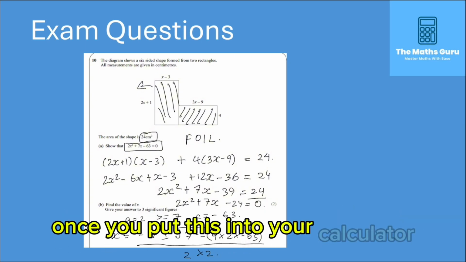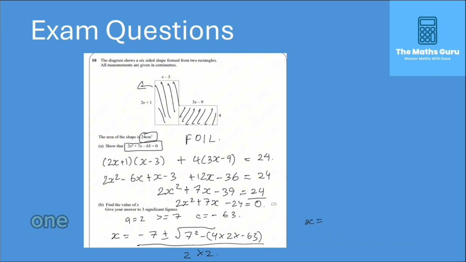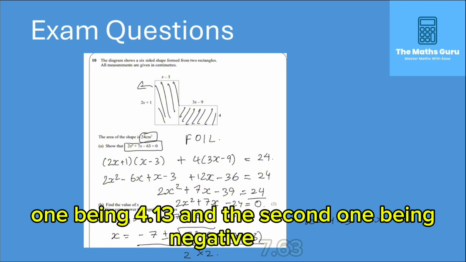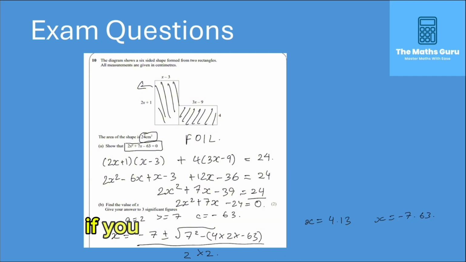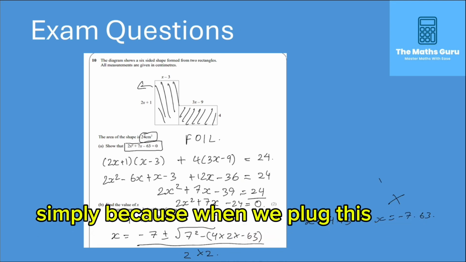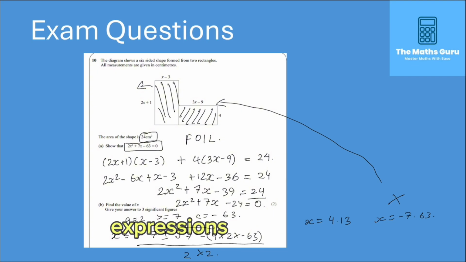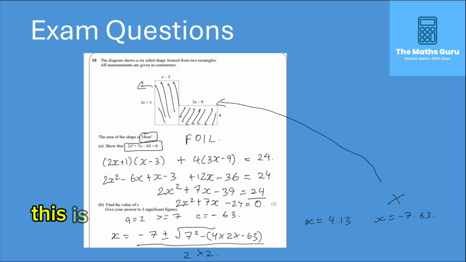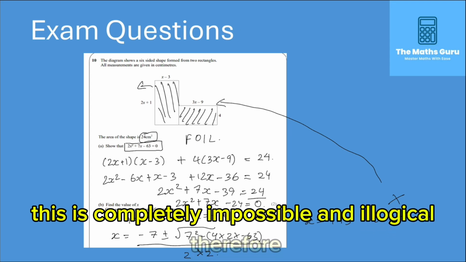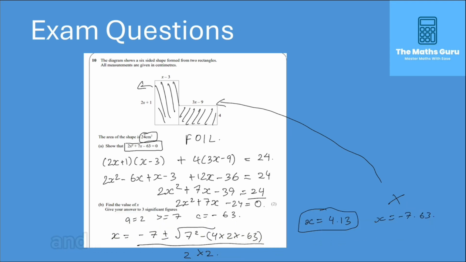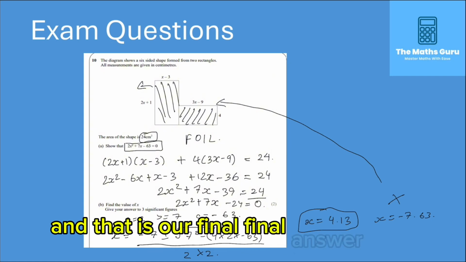Once you put this into your calculator, you will see that you get two answers, one being 4.13 and the second one being negative 7.63. If you watch my revision video, you know that we will completely reject this answer simply because when we plug this back into our expressions for our sides, we notice that we will get sides with negative length. This is completely impossible and illogical. Therefore, our answer is x is equal to 4.13 to 3sf, and that is our final answer.